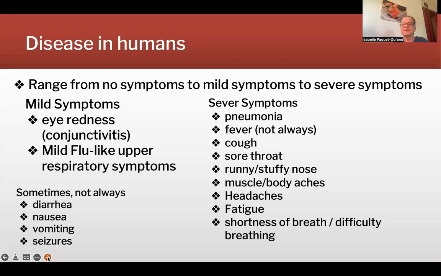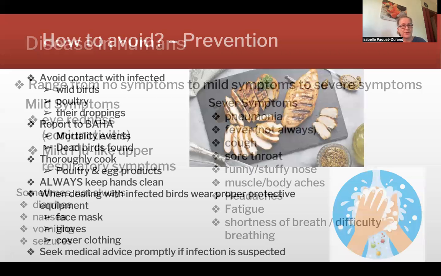So in humans, the symptoms range from no symptoms to mild to the possibility of severe symptoms with pneumonia, fever, cough, muscle and body aches, headaches, and shortness of breath. So this disease is certainly under observation because for now it does not transmit frequently to humans and it rarely causes severe symptoms. But as you may know, this can change over time. So observation is very, very important.